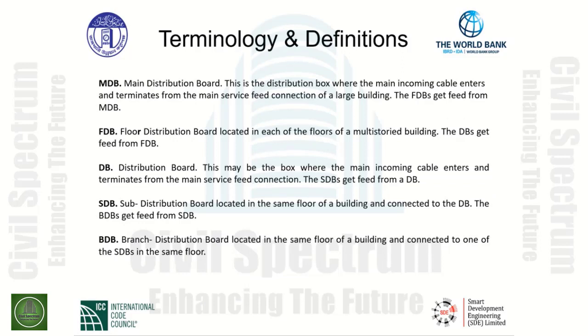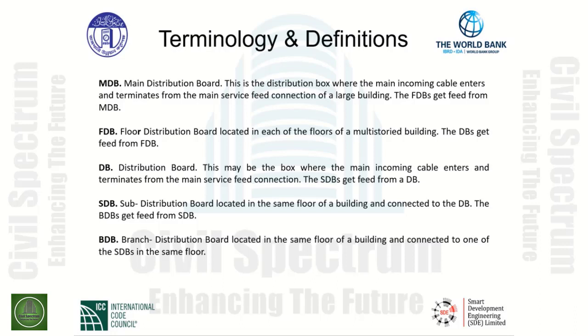The term MDB, Main Distribution Panel. This is the distribution box where the main incoming cable enters and terminates from the main service feed connection of a large building. The FDBs get fed from the MDB. FDB is the floor distribution board, located in each of the floors of a multi-storied building. The DBs get fed from the FDB.